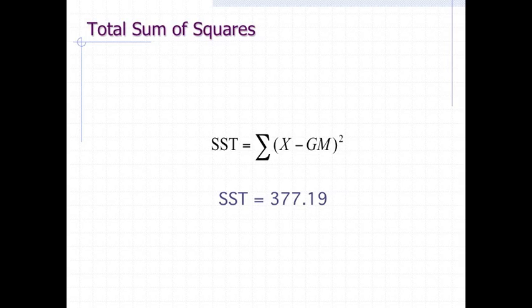The formula for the total sum of squares, or sum of squares total, is shown here. This formula says to take each score, subtract the grand mean from it, square the difference, and then sum up these squared values. For the smiles and leniency study, SST equals 377.19.